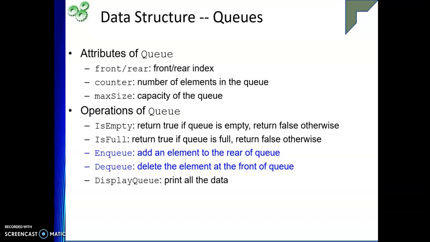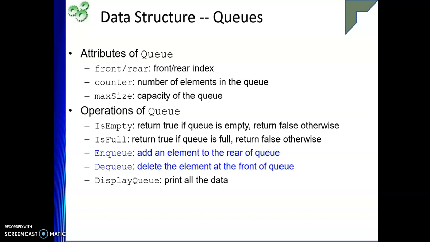Then let us understand the operations. As we have seen in the stack, we have to see whether the stack is empty. Here also, we check whether the queue is empty. If it is empty, it will return true, and if it is not, it will return false. Is full: again we have to see whether the queue is full, as we did for the stack, where we had stack overflow and underflow. Here, if the queue is full, it returns true, and if it is not full, then it is false.